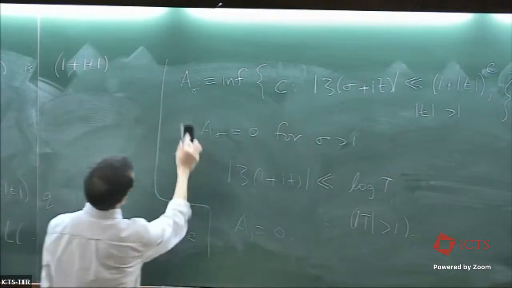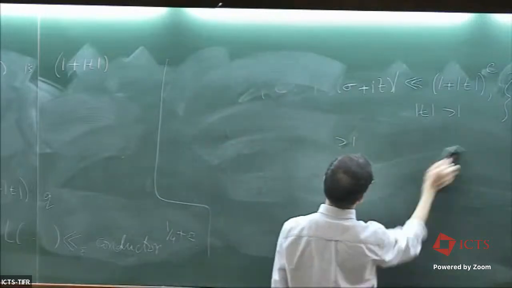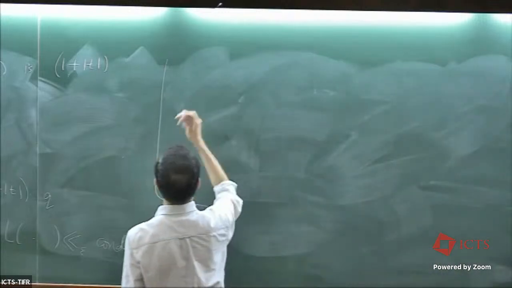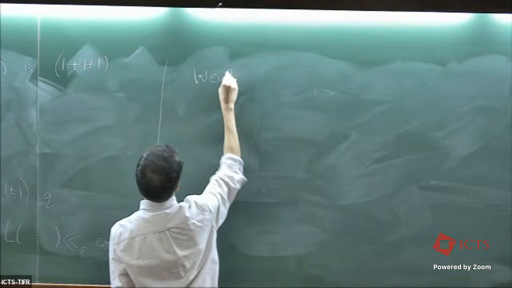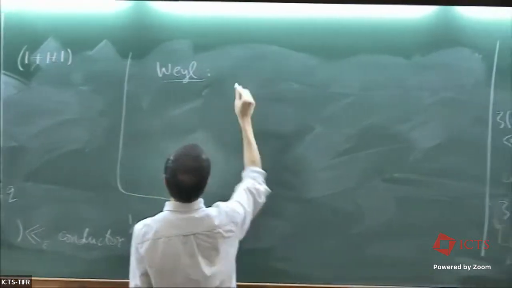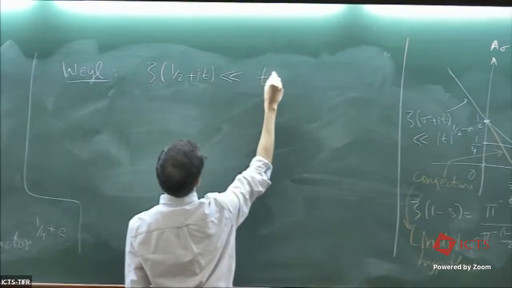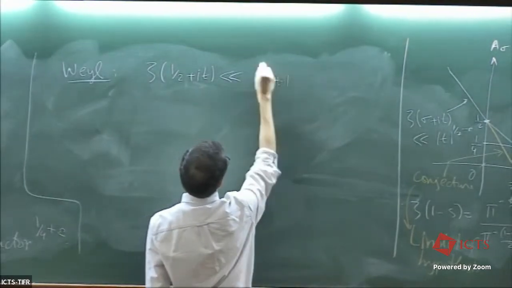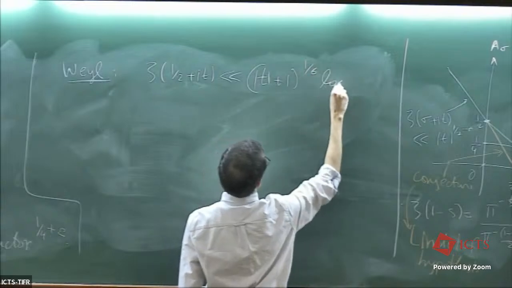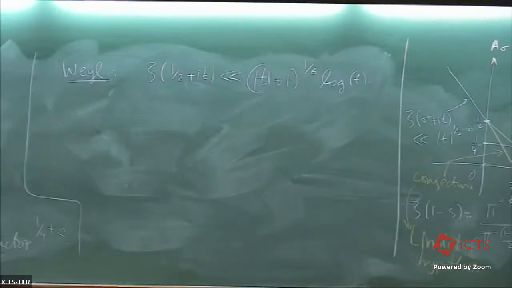So I guess I should also comment on what's known, for example. The first subconvexity bound was by the method of Weyl. Weyl did not exactly write it down, but it is by the method of Weyl, which is zeta of 1/2 plus it. That grows like t to the 1/6 log t. And this has been improved several times.